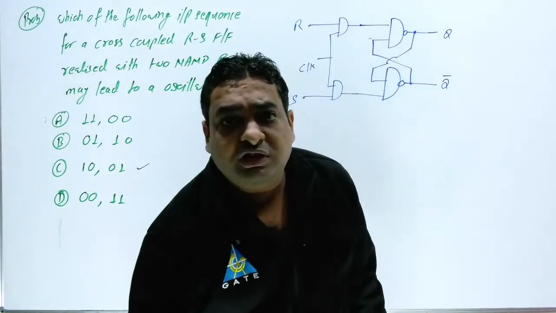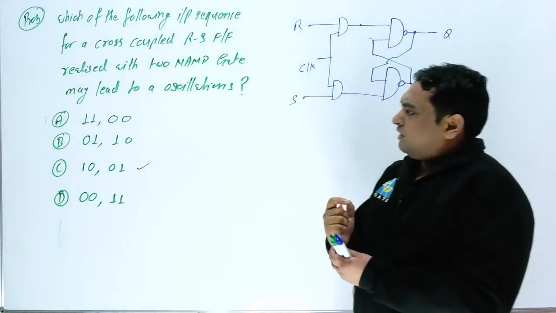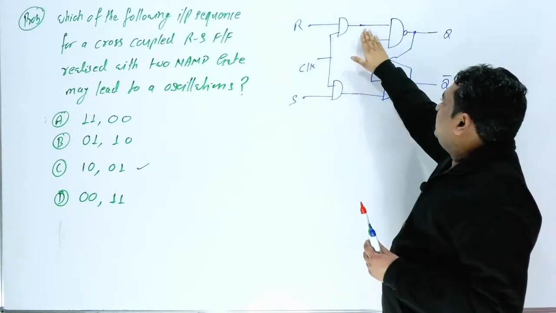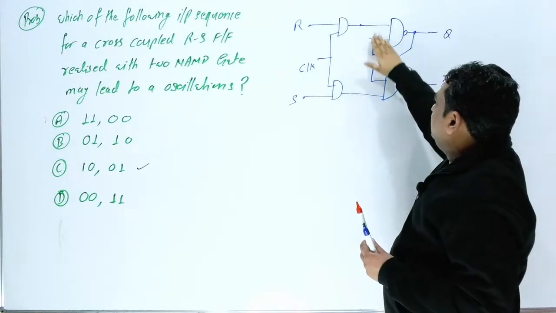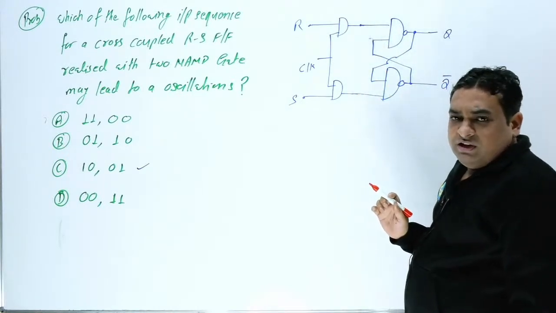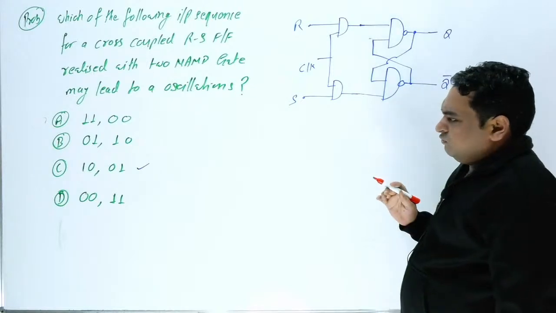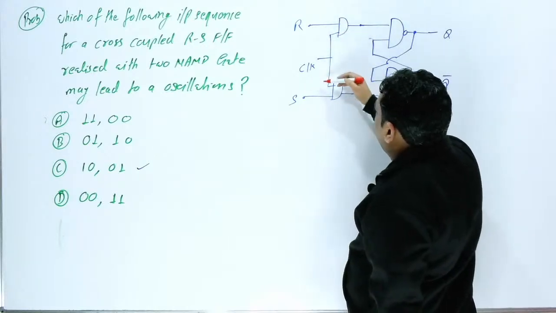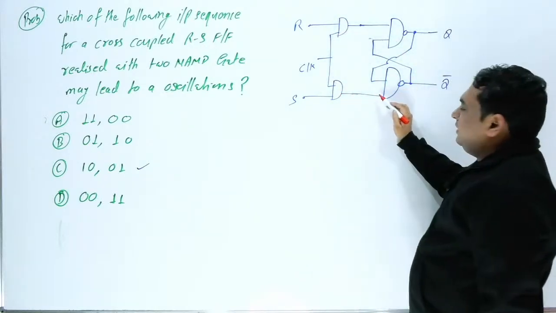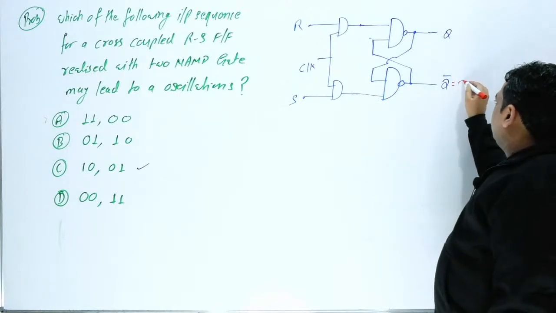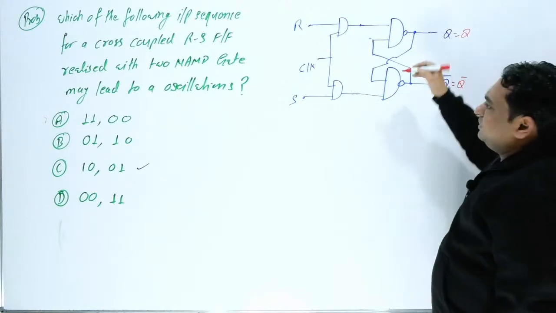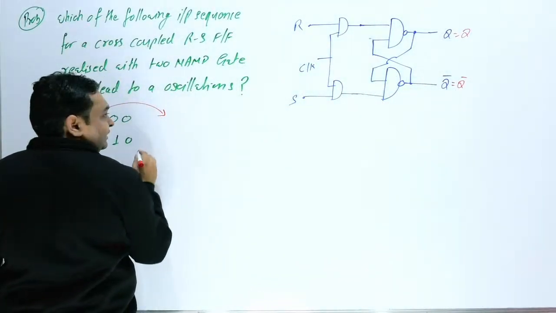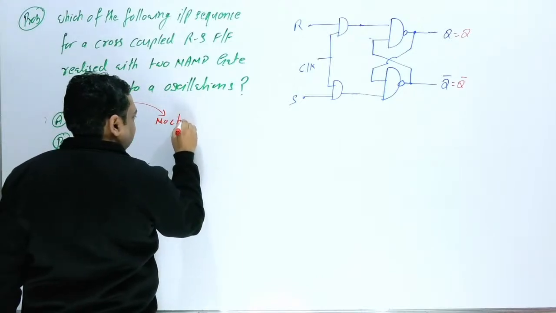So now come to the question. What can we do here? Suppose for example the input is 1 1. If the input is 1 1, then what will be the output? If both inputs are 1 1, you will get 1 1, this is Q into 1, this is Q bar, so you will get Q bar, and again Q. That means no change. If you apply 1 1, you will get no change.